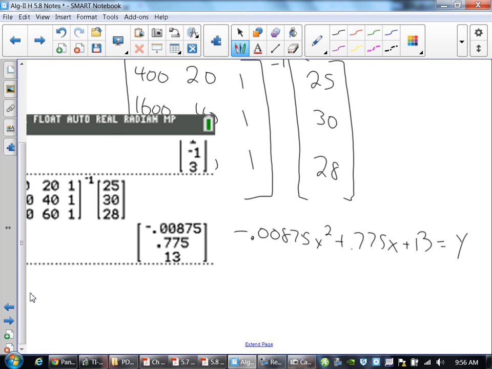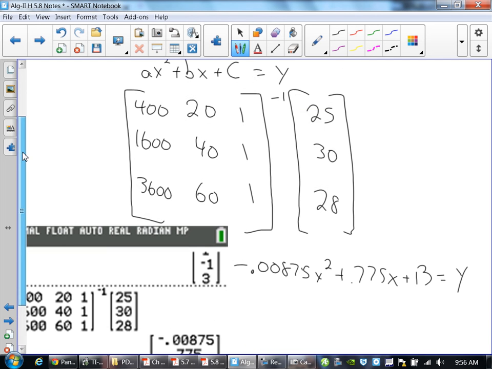Wait, can I see the first numbers of the calculator? 400. So like I said, guys, there's really no reason for us to have to solve a system of equations anymore. This calculator does it. It's fancy schmancy.